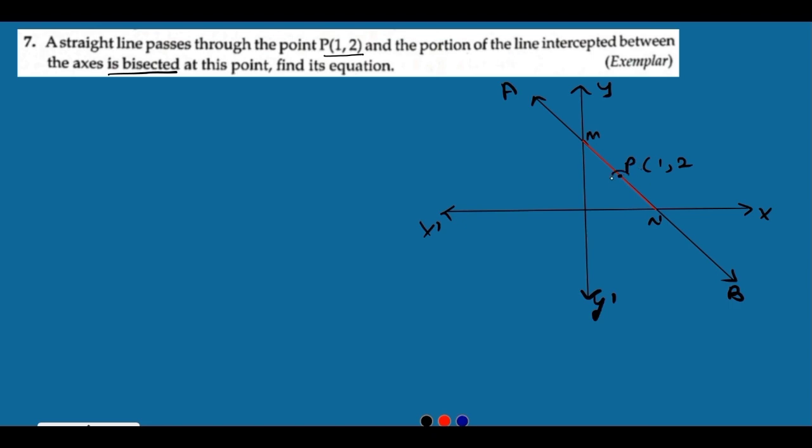It means P is the midpoint of MN. We have to find the equation of AB. Suppose the coordinate of N, it lies on x-axis, are A, 0. Y coordinate will be 0. Similarly, M lies on y-axis. It means its x coordinate will be 0. Let its y coordinate is B. Now P is the midpoint of MN, so we are applying midpoint formula to find the value of A and B.